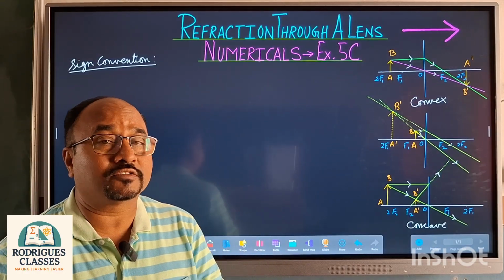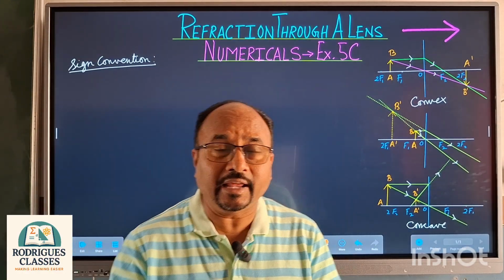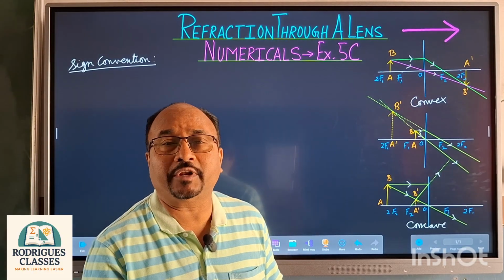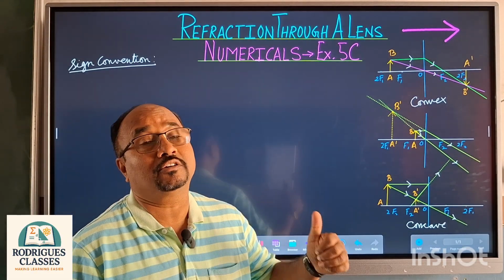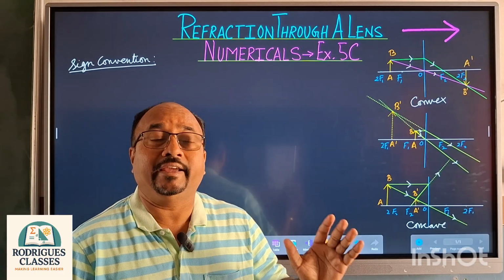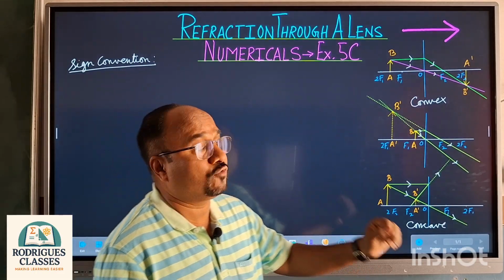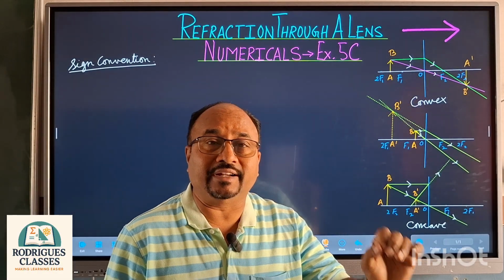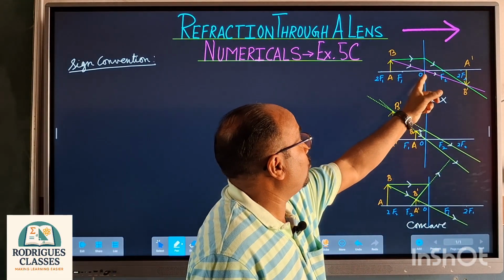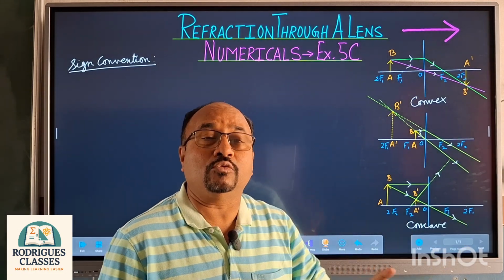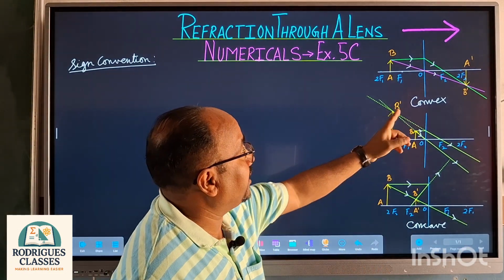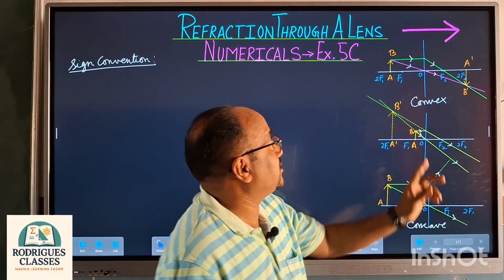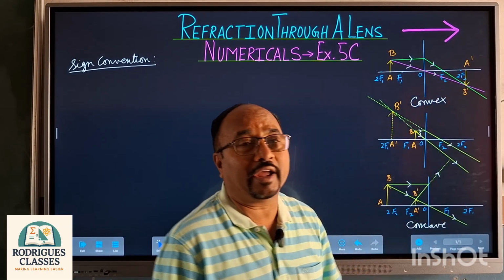The first rule of sign convention says that any measurement to be done has to be started from the optical center towards the quantity to be measured. It means, like if I have to measure the object distance from O to A, the direction to be followed is from O to A, not from A to O. Same way, if I have to find the image distance, I have to go from O to A dash. And if I have to measure the focal length, I will go from O to F2.